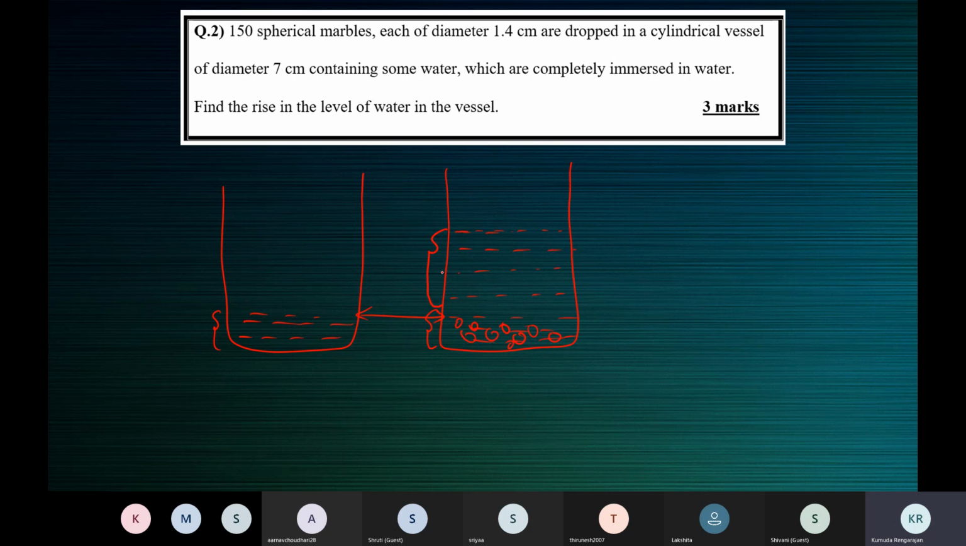Now, how does this increase in the level of the water happen in the vessel? Because some marbles have taken some space inside the cylinder. So I'm saying that this volume of water is equal to the volume of all the 150 spherical marbles. Why has it increased? Because the marbles have taken some space. That change is because of the marbles, so the volume of the marbles is equal to the volume of that change. Is it correct, children?